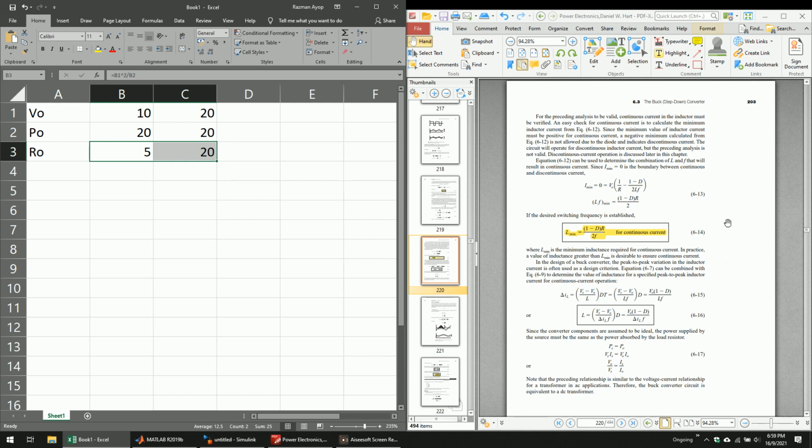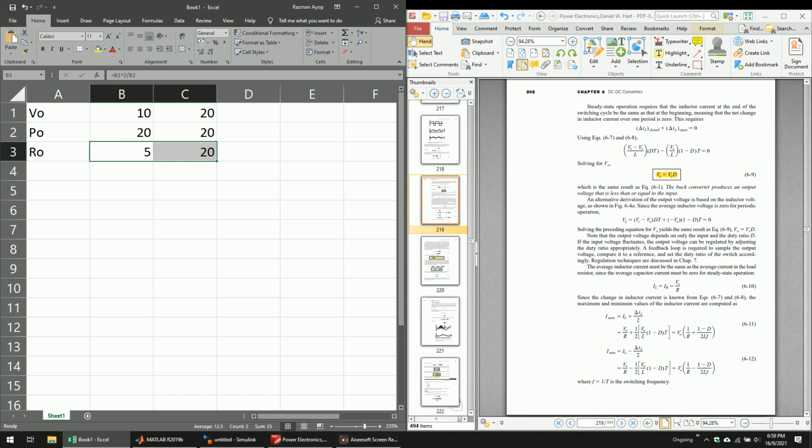Next in the design, you have to calculate the duty cycle. Usually V in is constant, and it must be higher, because a buck converter is step down voltage. For example, the input is 30 volt.